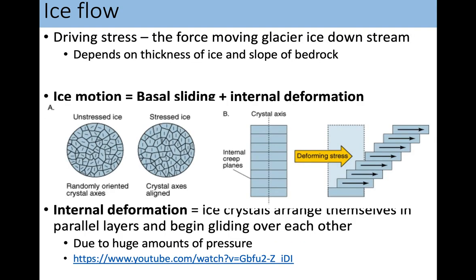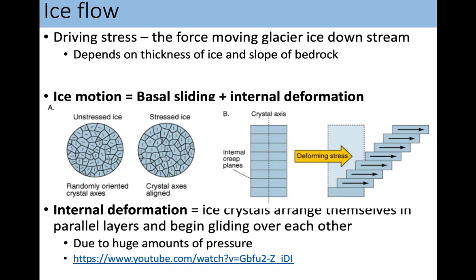So ice flows by what we call driving stress. So the stress that actually causes the ice to move downstream. And that stress, or the amount of force, depends on the thickness of the ice. So how much ice do you have? If there's a lot of ice, it's going to push the ice downstream even faster.